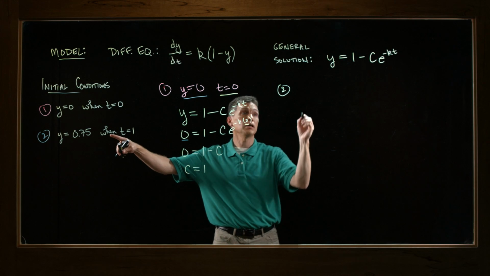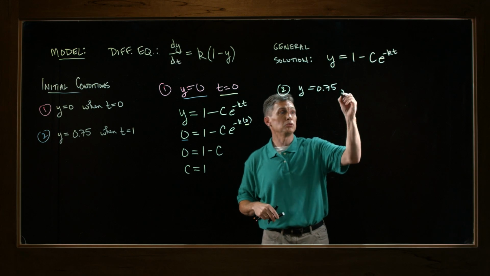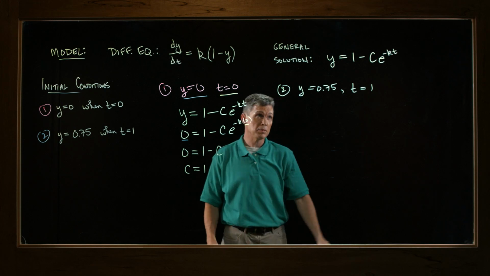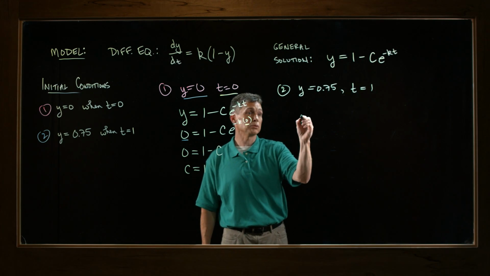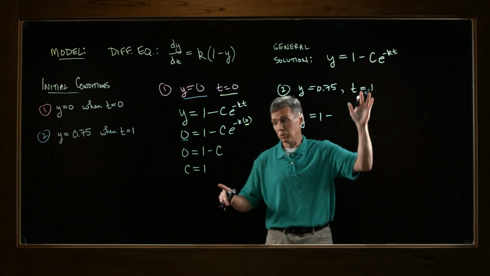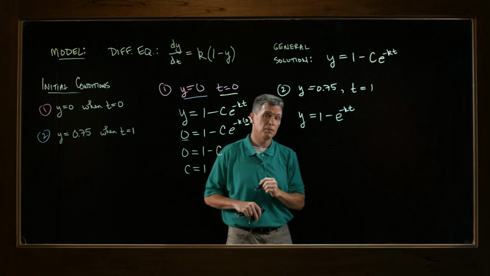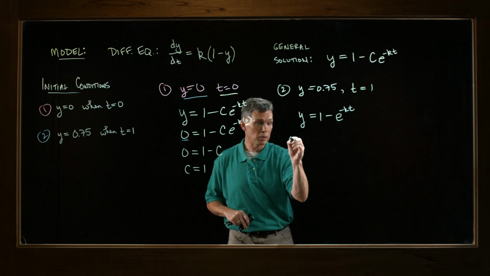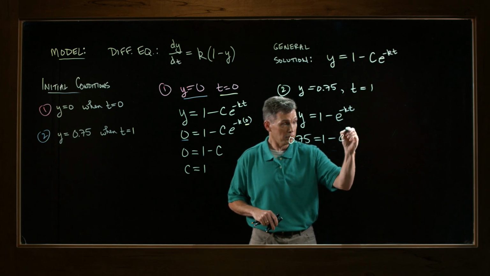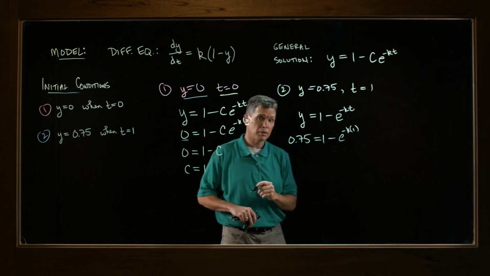And I'm using y equals 0.75 this time, and I'm using t equals 1 this time. That's the information they gave me. Now I'm going to try to put that into my general solution, y equals 1 minus. As I mentioned, this c we now know is 1, so that's just e raised to the negative kt. And now I'm going to put in the value for y, 0.75 equals 1 minus e to the negative k, and I'm also putting in that value for t of 1. And we'll try to simplify.